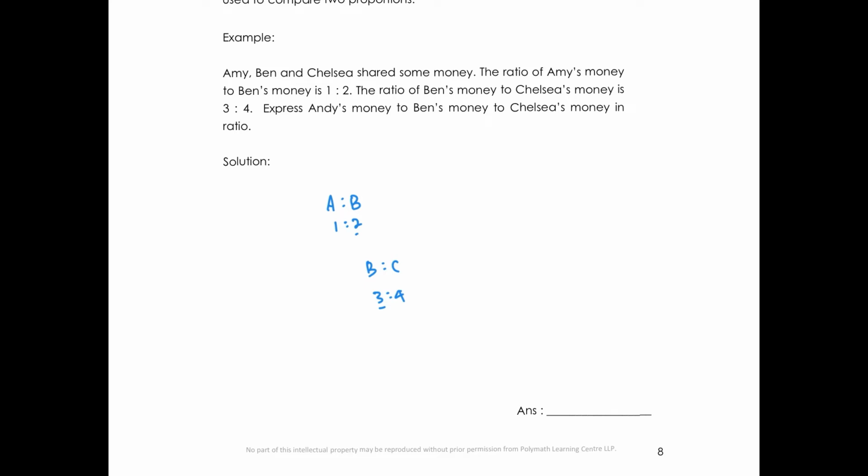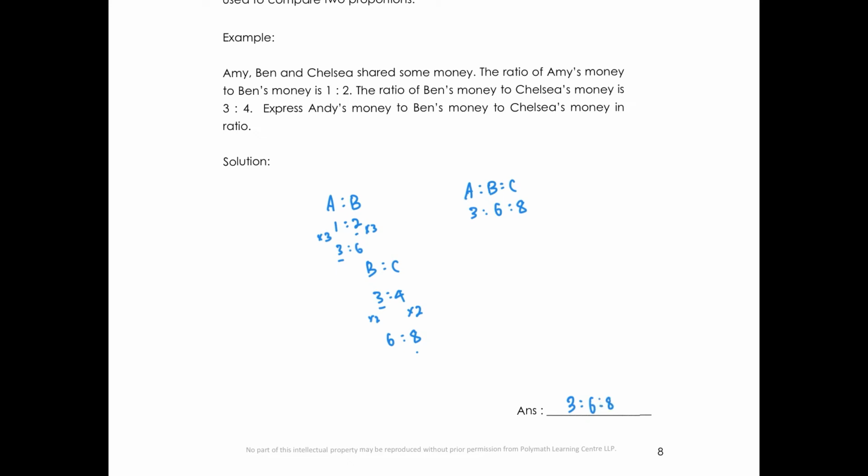So you can make them the same, because Ben's money is supposed to be the same amount. Because it's simplified in a different way, it becomes a different amount, but you can actually make them the same amount. Once you have Ben made the same, you can combine the ratio already. So this is the ratio between Amy to Ben to Chelsea: 3:6:8.